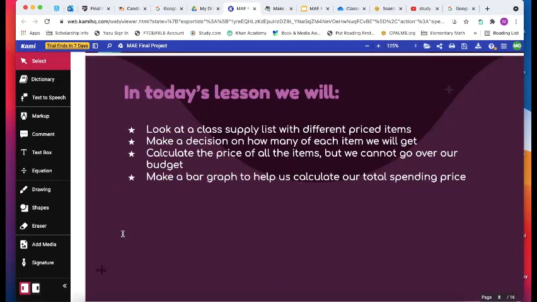We will look at a class supply list with different priced items. We will make a decision on how many of each item we will get. We will calculate the price of all the items, but we have to keep in mind that we cannot go over our budget. And we will make a bar graph to help us calculate our total spending price to make sure we didn't go over our budget.